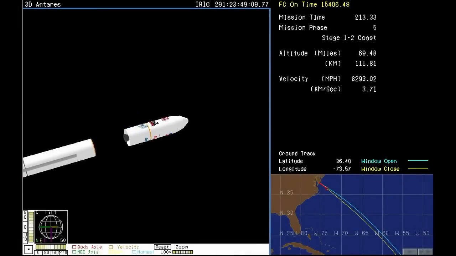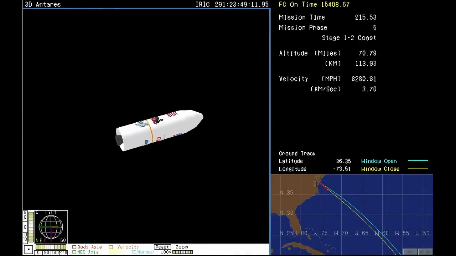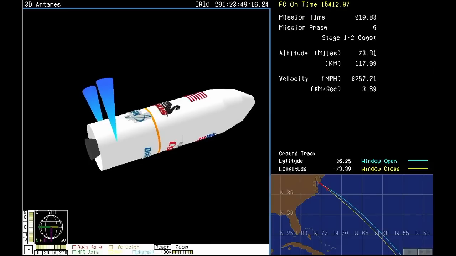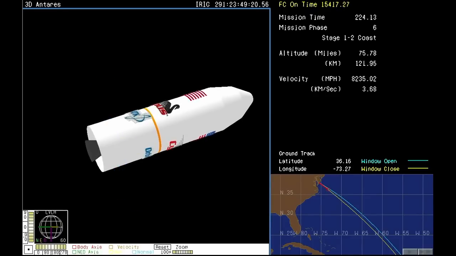TBC skew for MECO is initiated. Attitude remains nominal. Engines remain nominal. And we have main engine cutoff, PSS disable, and stage one separation. Everything is continuing as planned. The main engines cut off right on time, and the first stage separated from the rest of the Antares rocket.